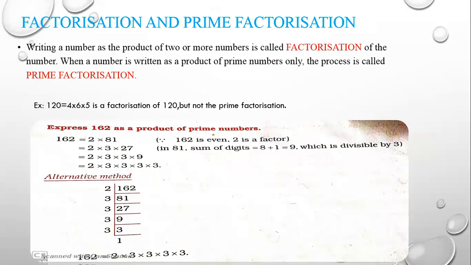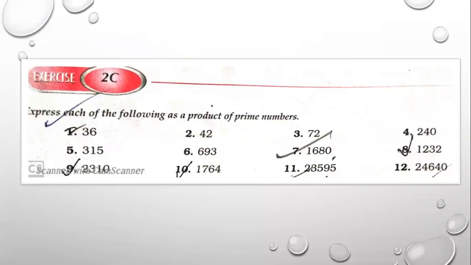Next, we discussed factorization and prime factorization. Factorization means writing the number as a product of two or more numbers. This is the example we have discussed. Prime factorization is when you write a number as a product of prime numbers only. This is the exercise based on that.